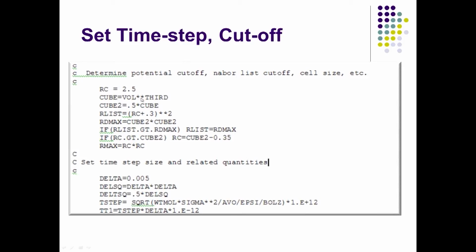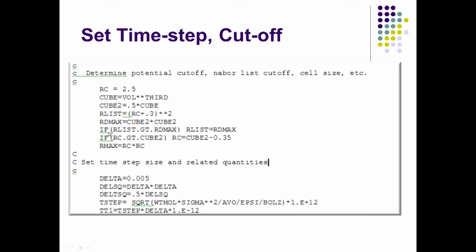In this case, set the time step in terms of our molecular dynamics code. We find out the potential cutoff, neighbor list cutoff, and cell size, etc. So, we are looking at RC as 2.5 sigma. We are looking at the cube size, the volume to the power one third, and you are looking at half of the cube size. So, we are creating the R list. We are essentially setting up parameters so that RD max, which is half of the cube size, is created for the periodic boundary condition.